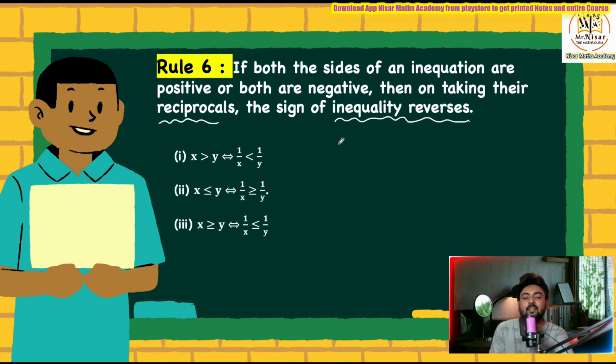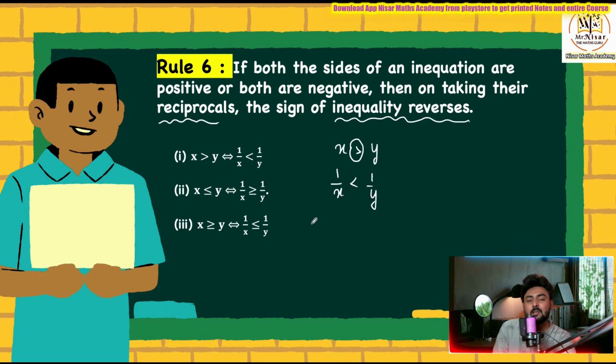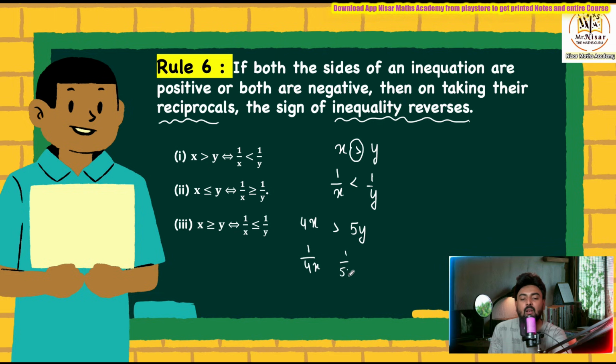So see, x is greater than 5. Simply what I did, x was greater than 5, and I have taken the reciprocal. The reciprocal of x is 1/x and the reciprocal of y is 1/y. What happens? The sign of this inequality reverses, it changes. Let's understand with the help of numbers. Suppose I have here 4x and here I have 5y, and it is said that 4x is greater than 5y. What I did, I have just taken the reciprocals. Come on, tell me what will happen to the sign. This inequality sign will change, it becomes reversed. This is rule number 6.